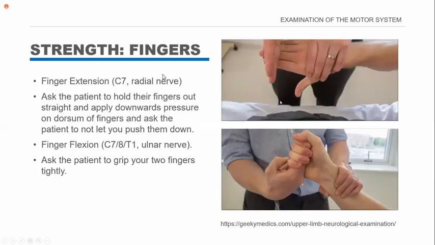Similarly, we check for finger extension. You put your hand on the extensor surface of the fingers, the dorsum of the fingers, and ask the patient to push it upward. And for flexion you ask the patient to grip your hand. So only checking for grip, which is common understanding, is not checking for the strength of the whole upper limb.